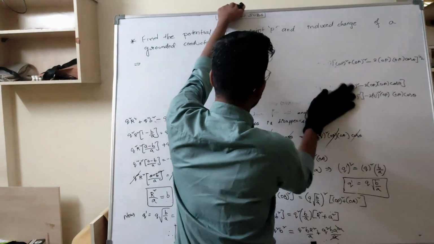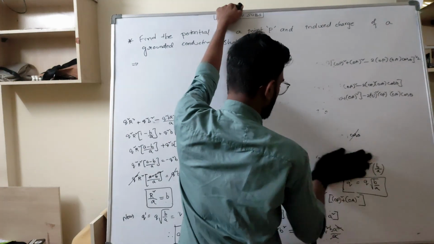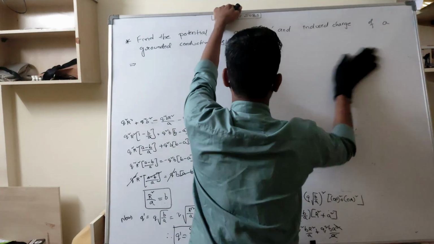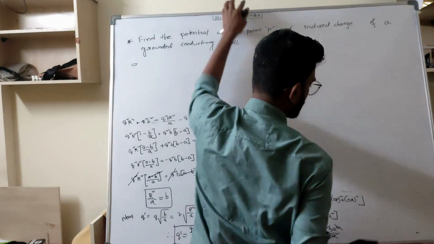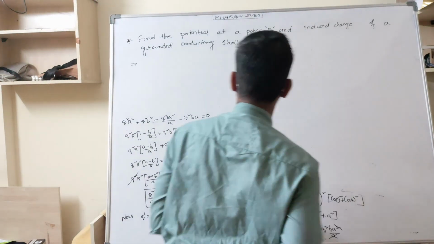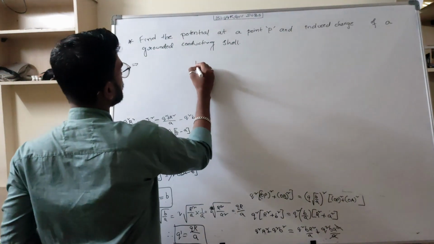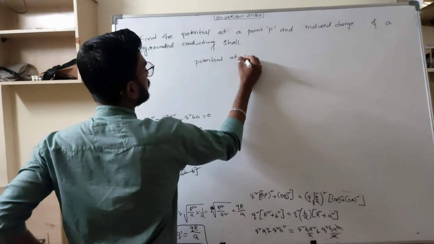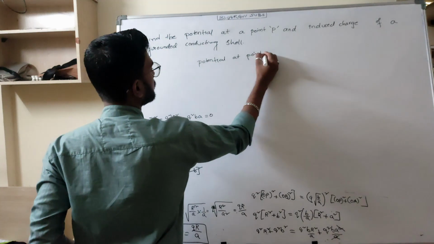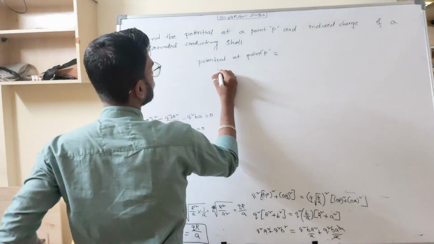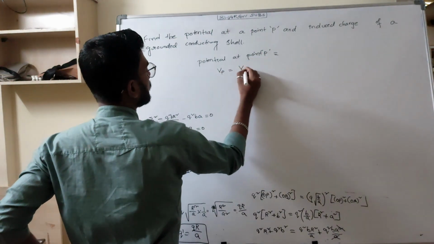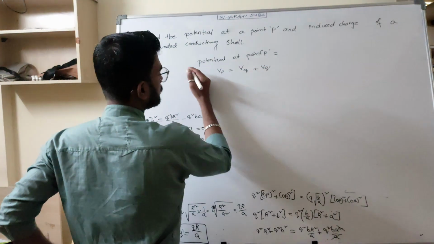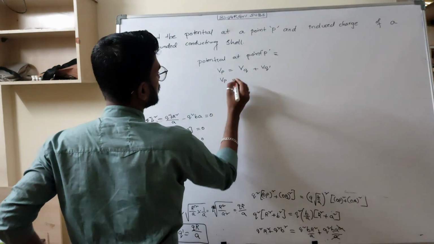So for finding total potential value, I have to sum the total potentials due to charge Q and charge Q dash. So what will I get finally? The potential at point P: Vp is equal to potential due to charge Q plus potential due to charge Q dash.